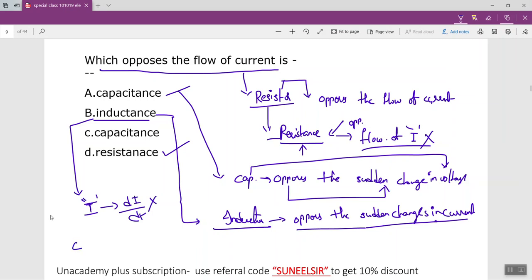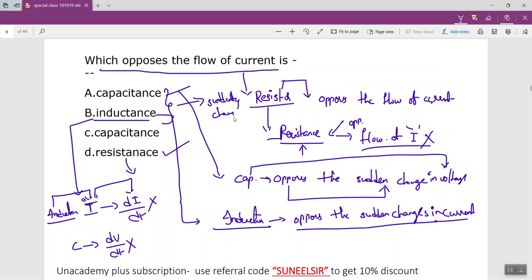Inductance, the first letter is I. That means it does not allow the sudden change in current. The remaining is capacitance. Capacitance does not allow the sudden change in voltage. Like that you can remember. And coming to resistance, it always opposes the flow of current. Remember that capacitance and inductance oppose only sudden changes; only when there is a sudden change do they oppose.